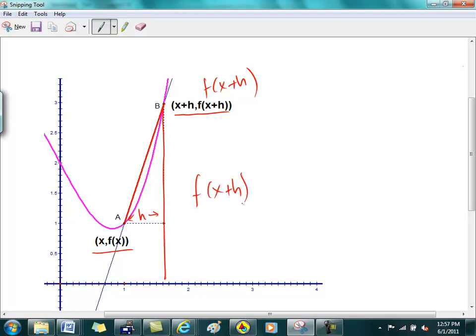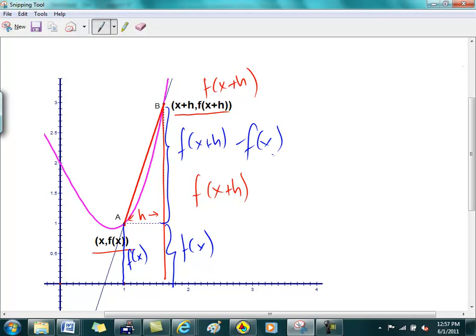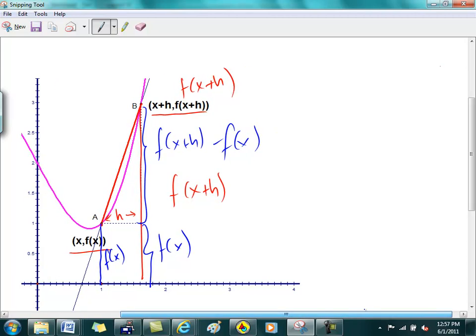Okay. And if I come back to this point here, then if its y coordinate is f(x), it means that this distance here is f(x), which is the same as this distance here. Which means that this distance here has got to be f(x plus h) minus f(x). You with me on that? Okay. Now take a look at this equation here.